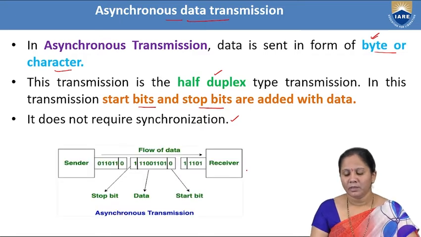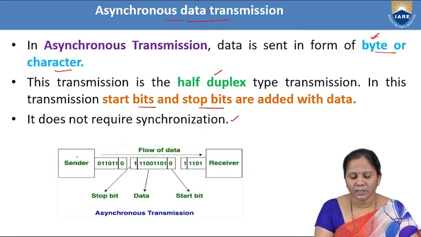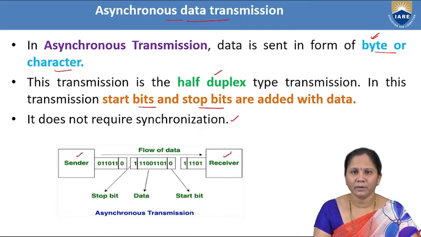Here, in this case, the data will be transmitted between sender and receiver in the form of byte or character. So this is one byte or character, this is another byte, this is another byte. But for each byte or character, there is a gap present between the data. So this is called the gap.